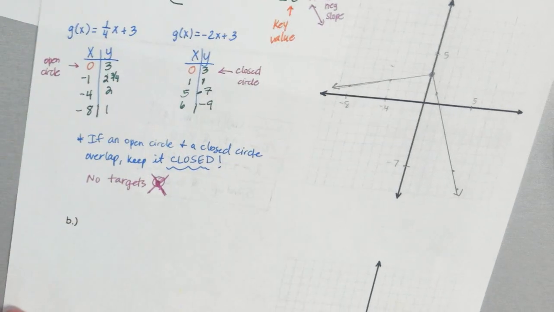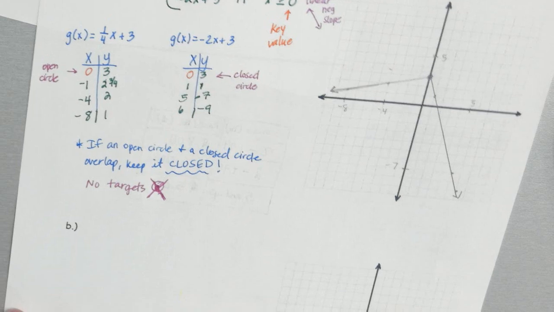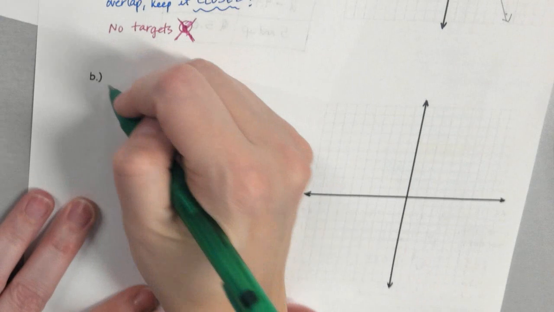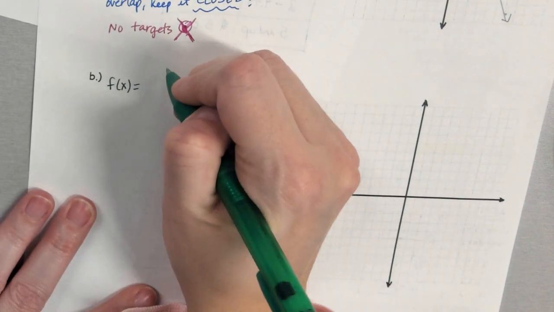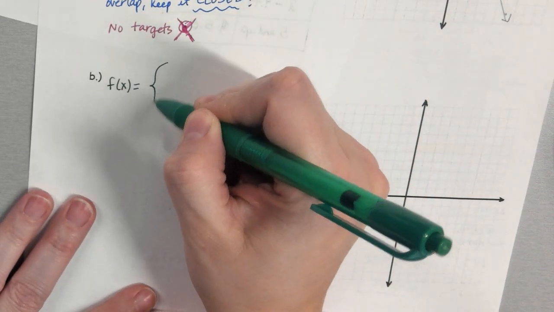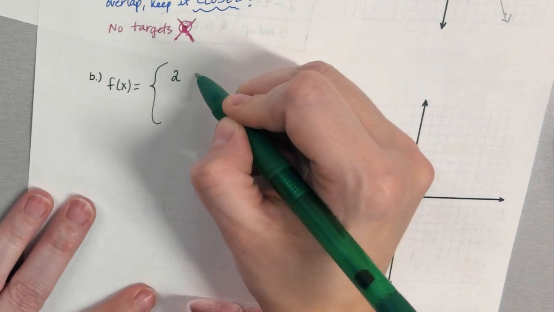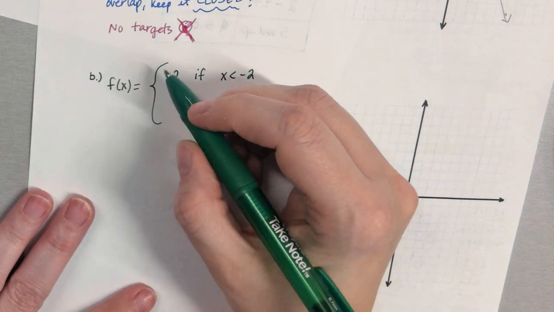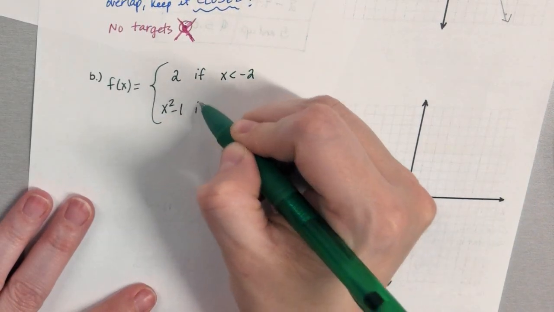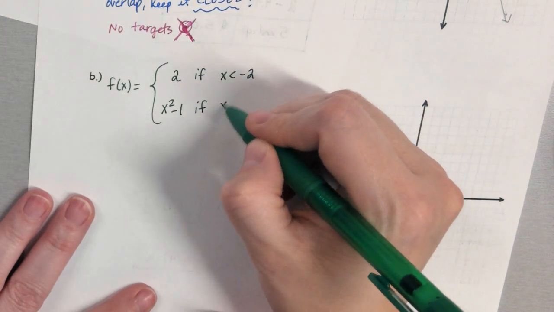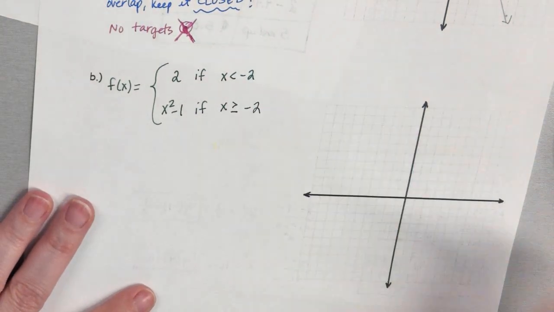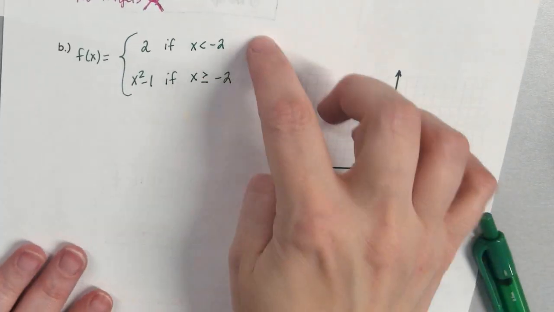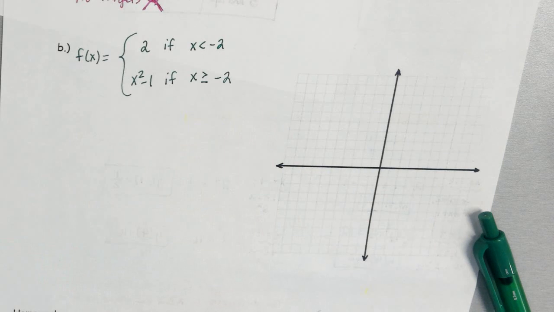All right, you guys ready to graph the second one? All right, let's do it. So, more fancy brackets. This one is called f of x. So this one is 2 if x is less than negative 2, and x squared minus 1 if x is greater than or equal to negative 2. Okay, so can you guys label what each type is and put what it looks like?